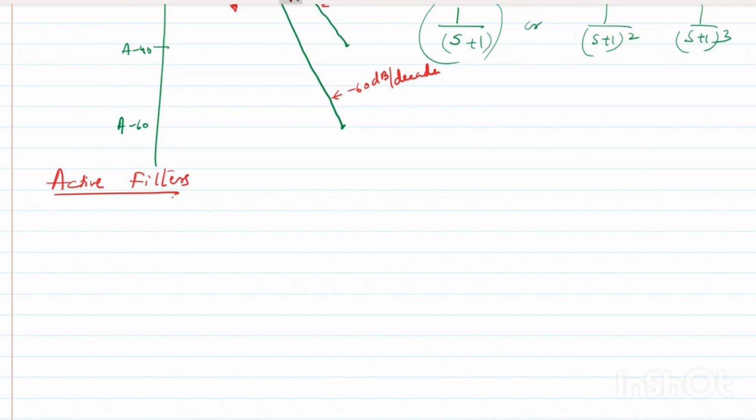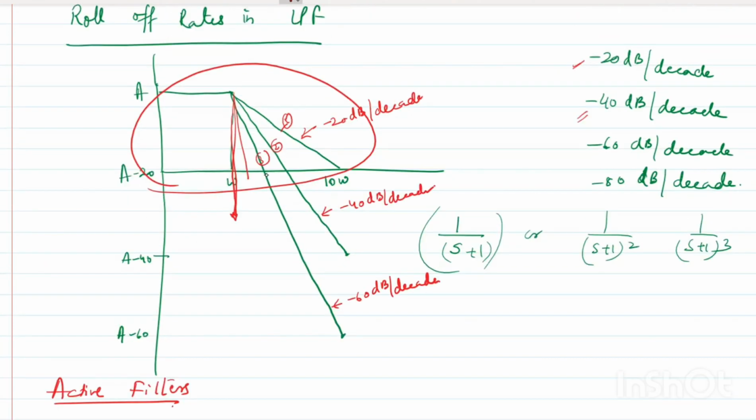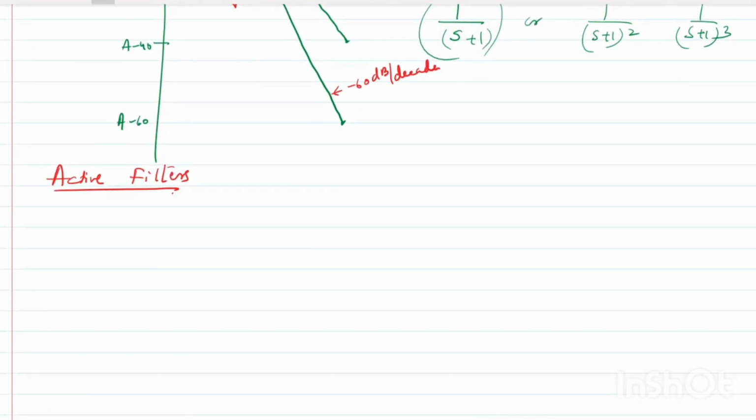So the filter which uses an op-amp. Why is it called active? Because the op-amp has a voltage source. We are giving a power supply to the op-amp, right? That's why it is an active filter. So we have seen that when the order of the filter increases, we are moving to the practical filter. I will show you again later. So an active filter is using an op-amp.